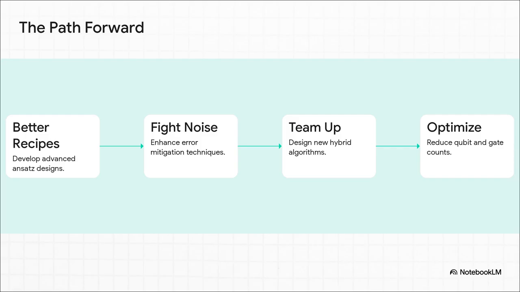Well, researchers are following a pretty clear four-step path forward. Step 1, build better recipes. That means more advanced and efficient circuit designs. Step 2, fight the noise head-on with smarter ways to mitigate errors. Step 3, team up, designing new and improved hybrid algorithms. And Step 4, optimize absolutely everything to slash the number of qubits and operations you need for any given calculation.